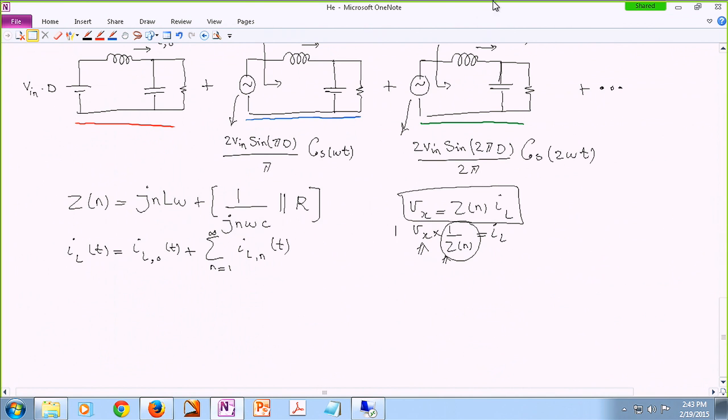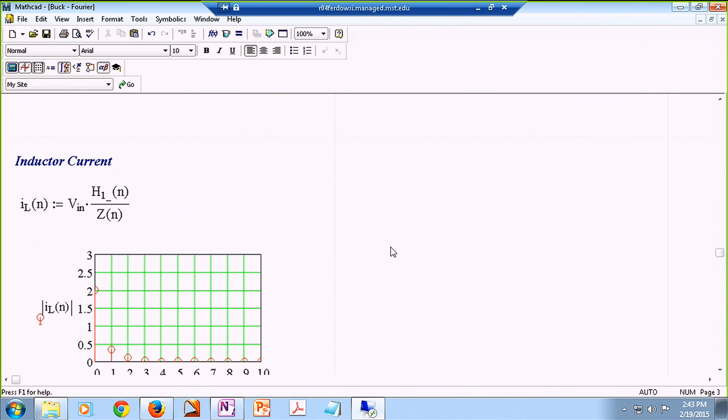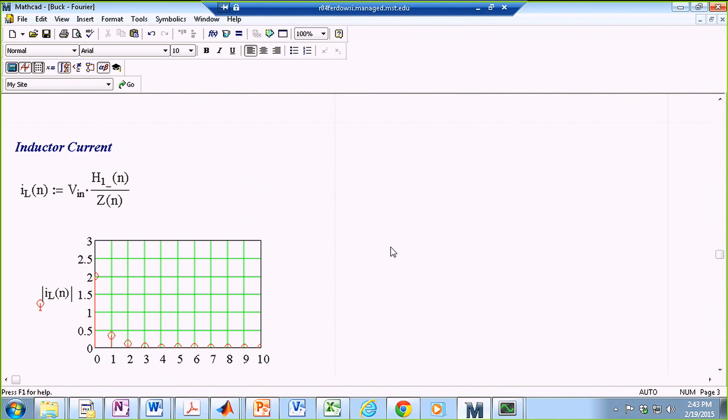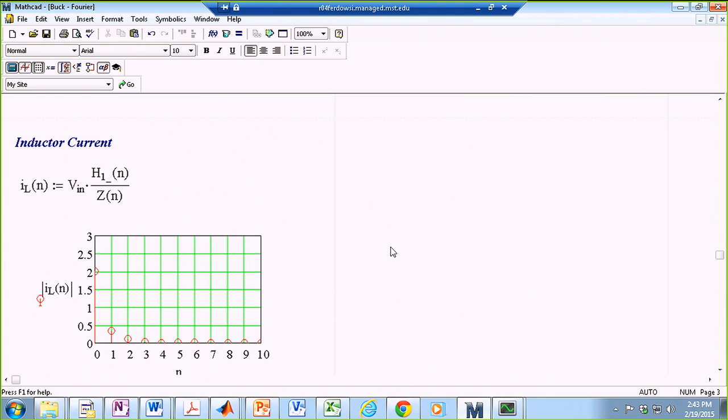All right? So I'm trying to look at the current. As you can see, my inductor current looks good in the sense that it doesn't have a lot of high harmonic content. It has a relatively significant DC component, and then it has some components in the first and second and maybe third terms.